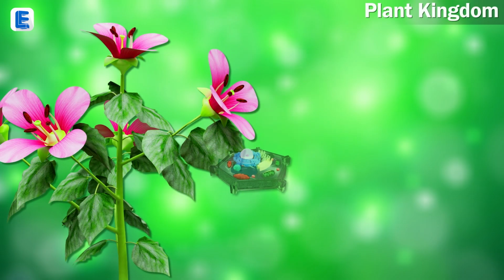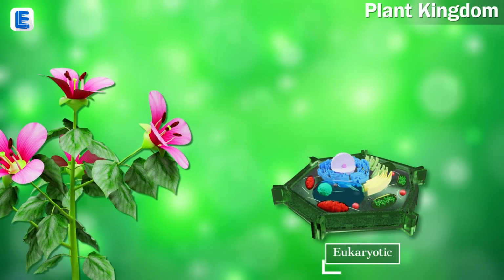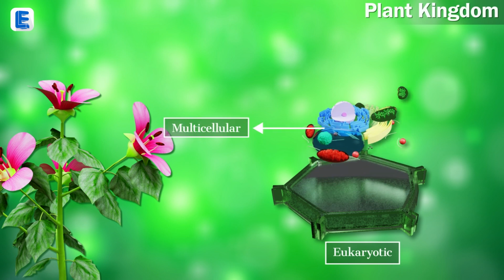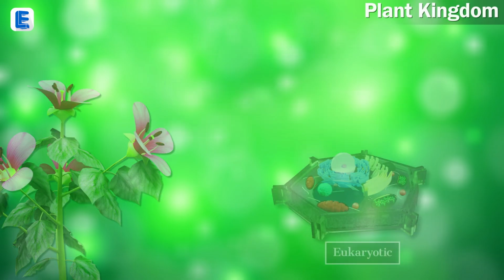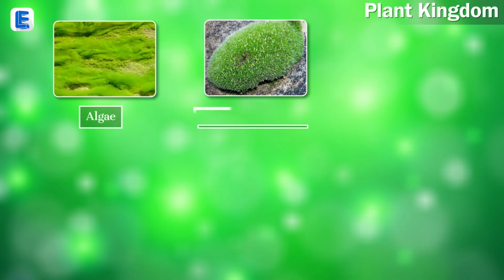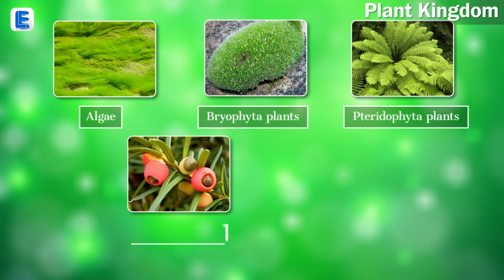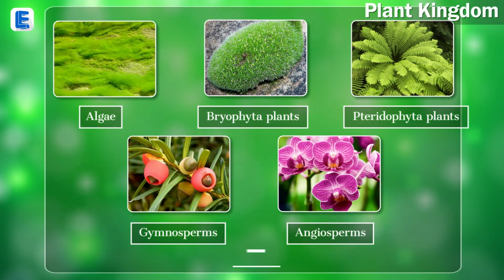The plant kingdom, Plantae, includes all organisms that are eukaryotic, multicellular, chlorophyll-bearing, cellulose cell-walled, and autotrophic. In this kingdom, algae, bryophyta plants, pteridophyta plants, gymnosperms, and angiosperms are included.